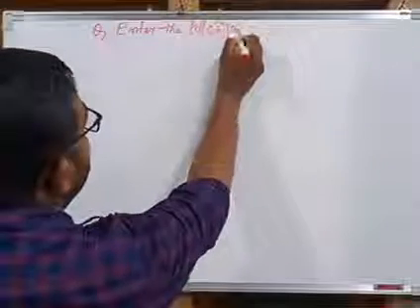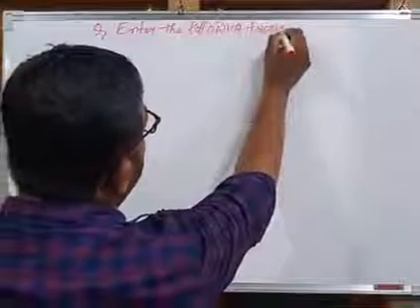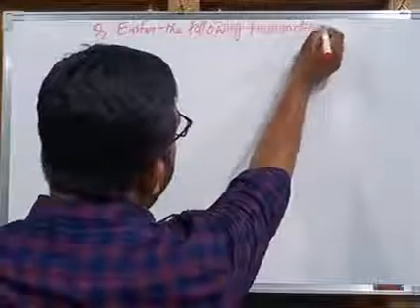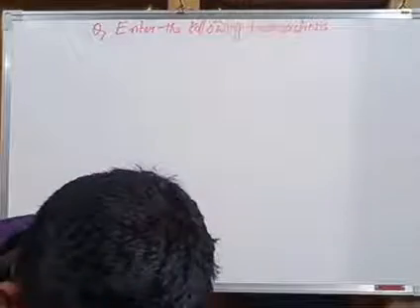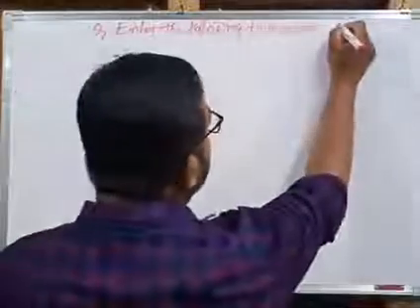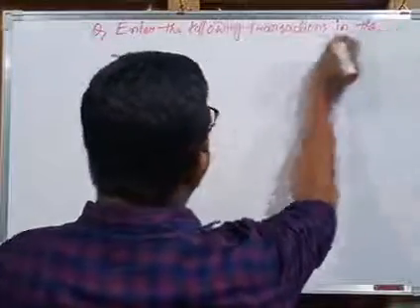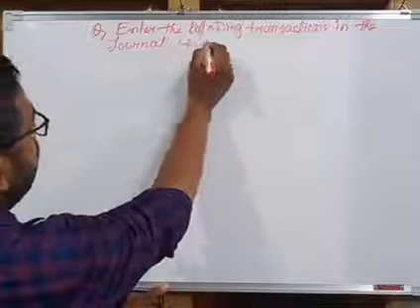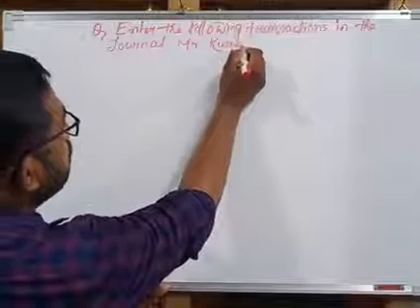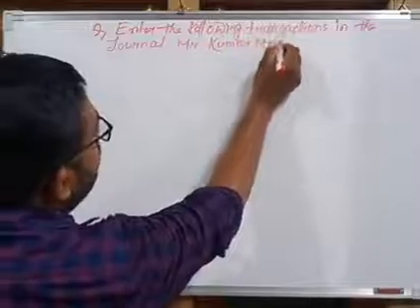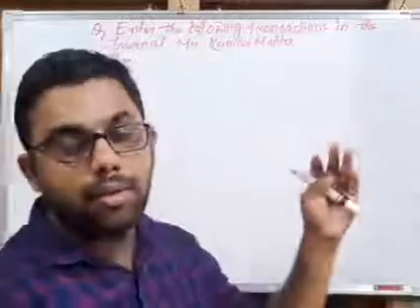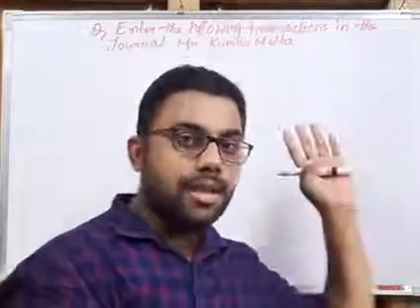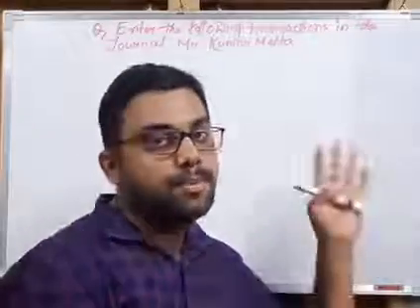Enter the following transactions in the journal of Mr. Kumar Mehta. Okay, so Mr. Kumar Mehta is the person who is doing the business. That means the name of the businessman is Mr. Kumar Mehta. So what are the transactions?